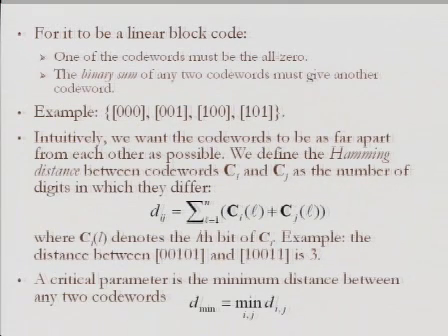So a critical parameter, as we'll see later, for the design of the code, for the performance of the code, is going to be the minimum distance between any 2 code words. It is the min, which is the minimum over all the code words i and j of the distances. So you take all the pairs of code words, and you take the 2 that are closest to each other, and that's the minimum distance of the whole code.